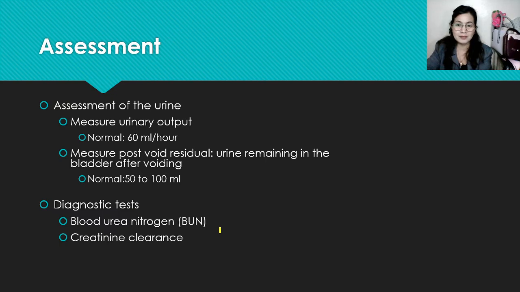For the diagnostic test, you take note of the result of the blood urea nitrogen or BUN and creatinine clearance. In doing the creatinine clearance, they use 24-hour urine and serum creatinine levels to determine the glomerular filtration rate or any indication of deviation in urinary function.